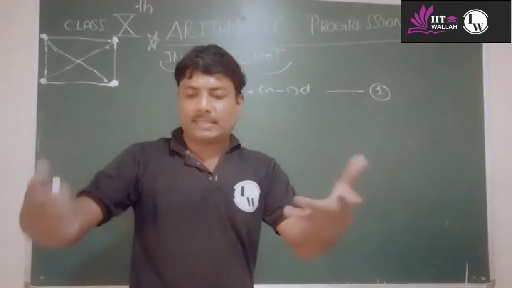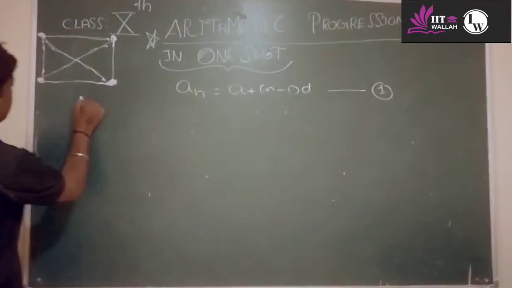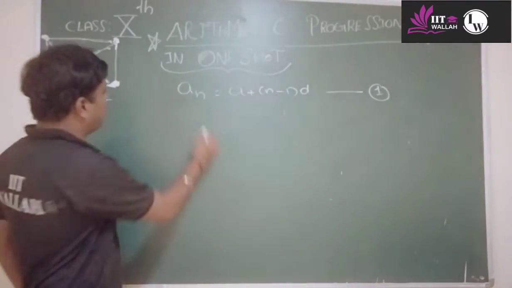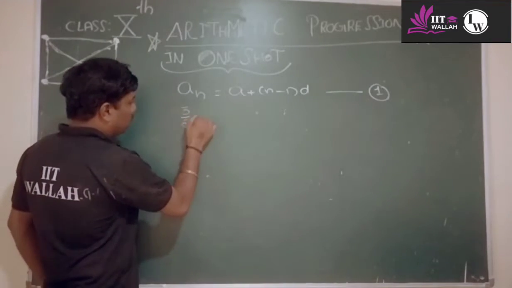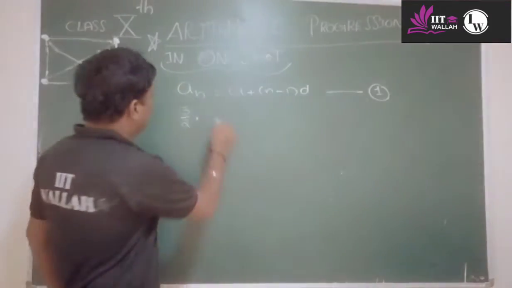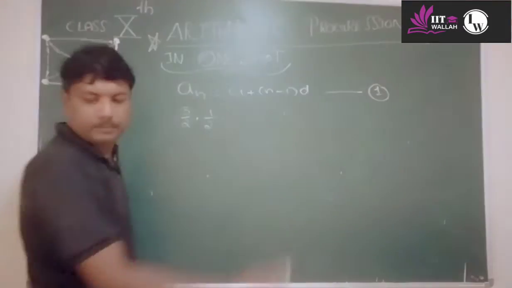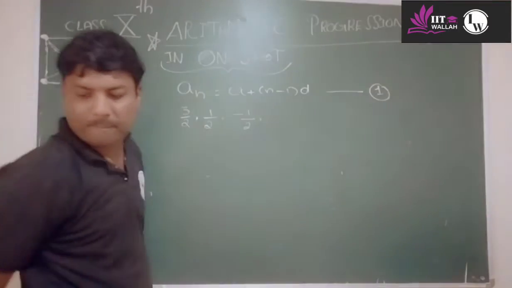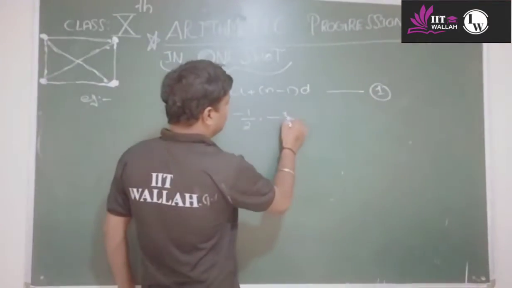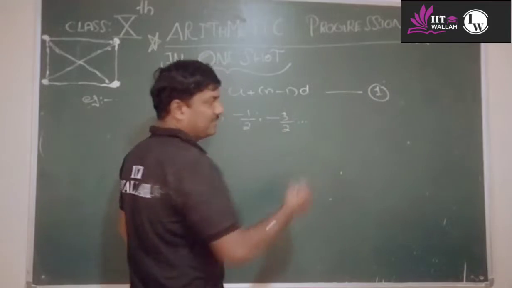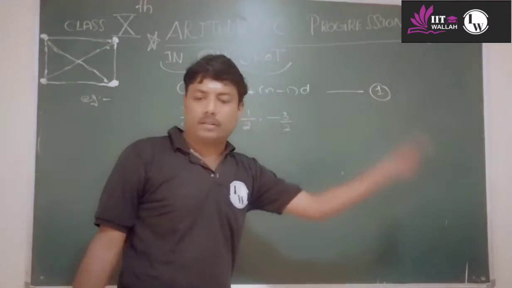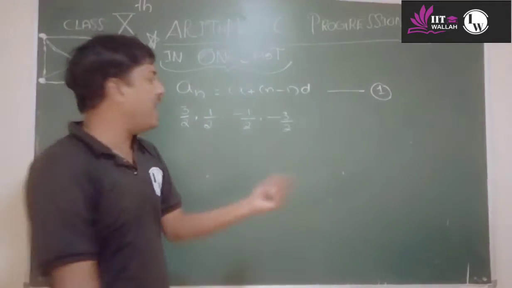So we will discuss some examples. There is an AP given: 3 upon 2, comma 1 upon 2, comma minus 1 upon 2, comma minus 3 by 2, etc. Is this infinite or finite? This is infinite because it is going on. Find a and d.